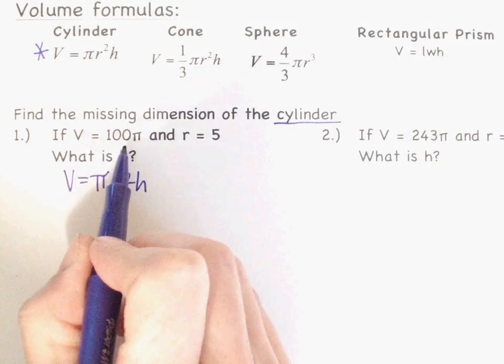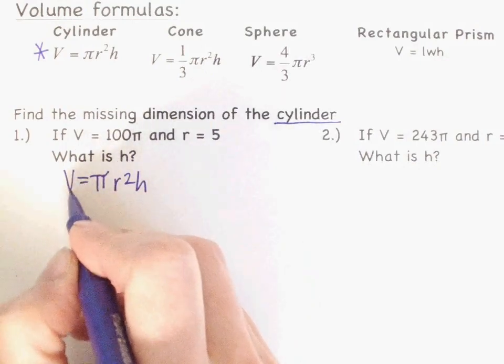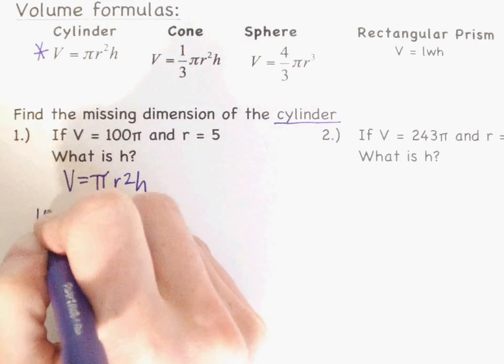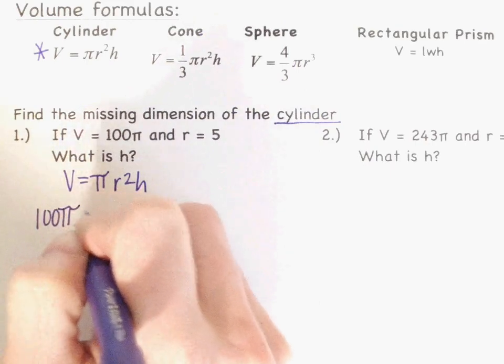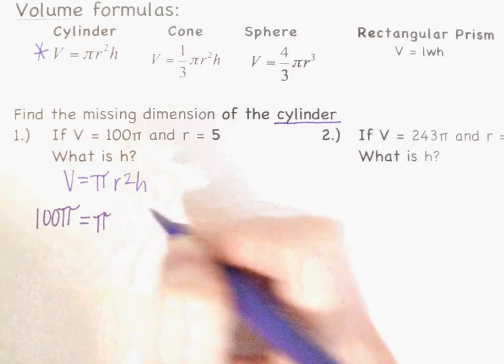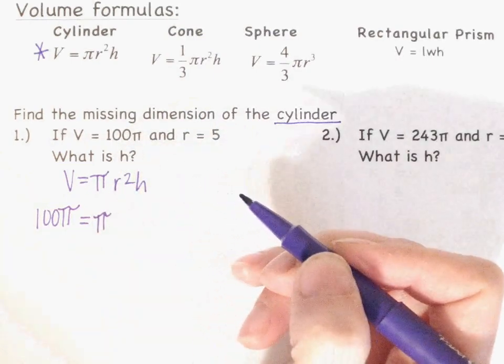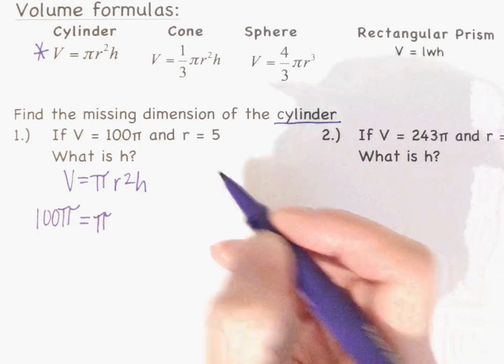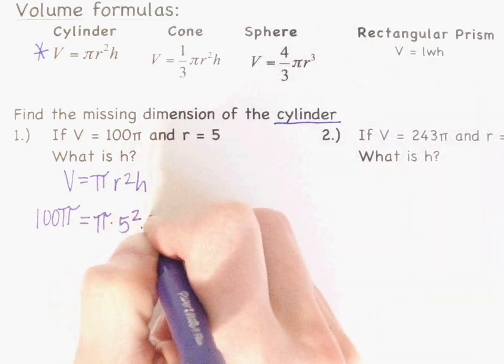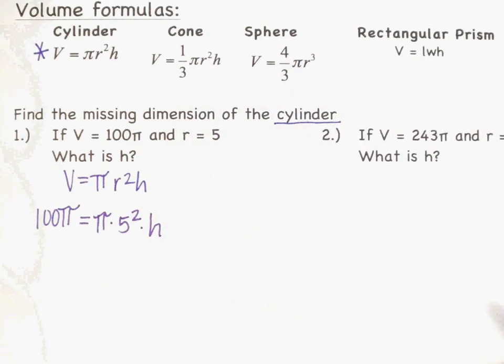It's telling me volume is 100 pi. So instead of recopying V like we have in the past, this time I'm going to recopy 100 pi and have equals. The pi is going to drop down again. And then instead of having r, it's telling me radius is 5, so it's going to be times 5. We drop down squared, and then I drop down h. H is my unknown, and that's what they're stating in the question, what is h? And that's what we'll end up solving for.